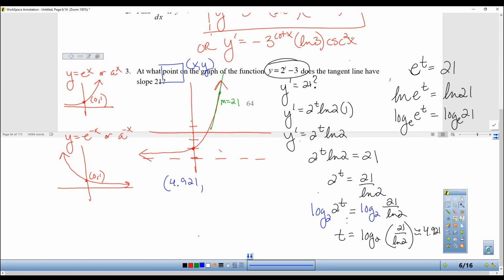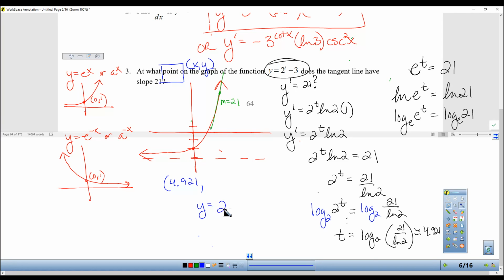4.921. Now I'm going to tell you what the temptation is. The temptation is to take that and plug that into the y equation. But this is a rounded answer, so you can't do that. So instead, we're going to have to plug in the original, which I will show you how to do on your calculator in just a minute really easily, but it's actually not that hard by hand.